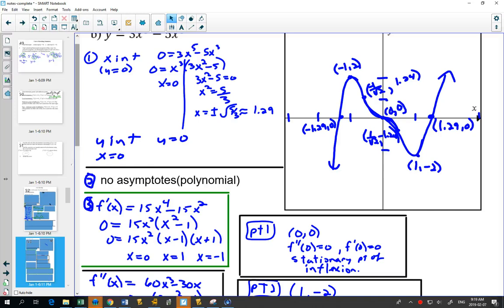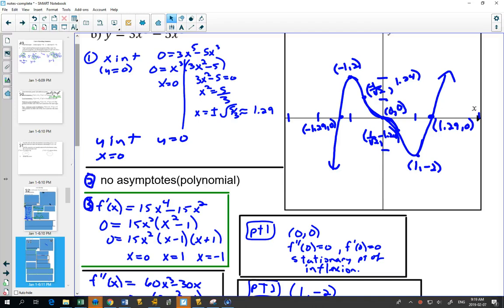What are points that we can find easily with our calculator? Maxes, mins, X-intercepts. What aren't as easy with our calculator? The inflection point, right? There's not an easy way to find the inflection point directly from your calculator.